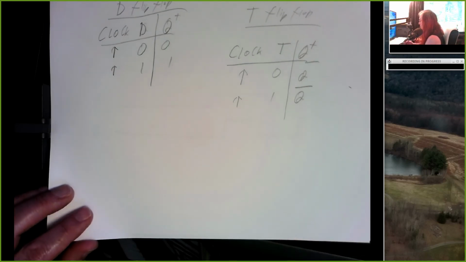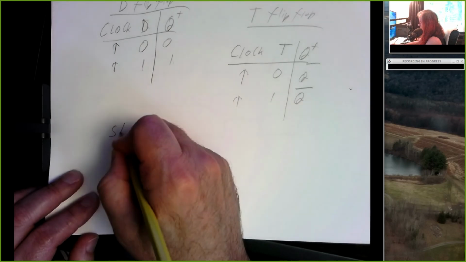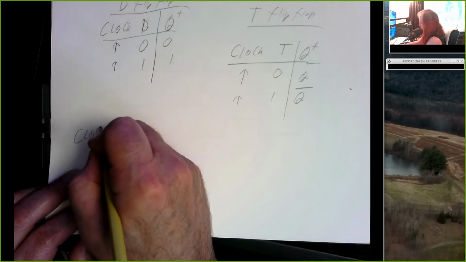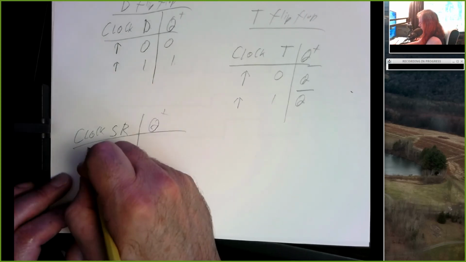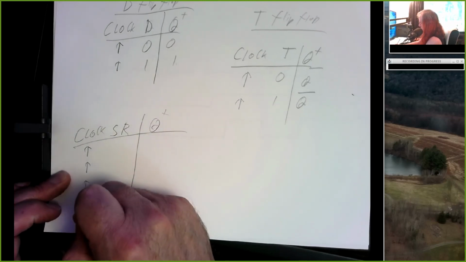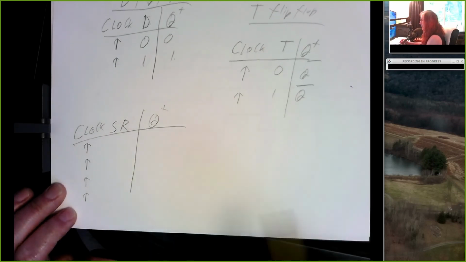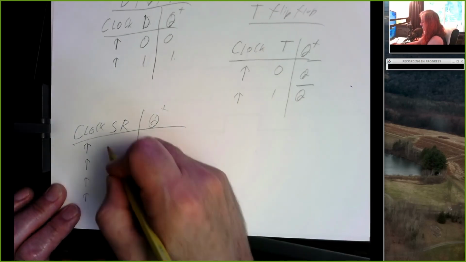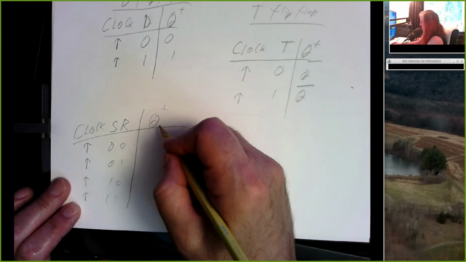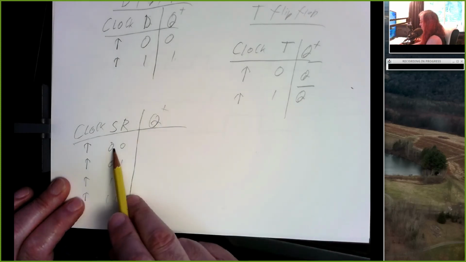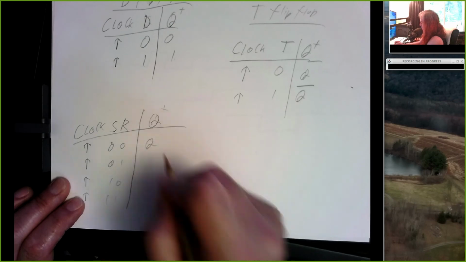Alright, so there's two other kinds of flip-flops that we'll talk about sometimes. There's an SR. And a lot of times we don't even include the clock column, because generally things only happen when the clock changes from 0 to 1.